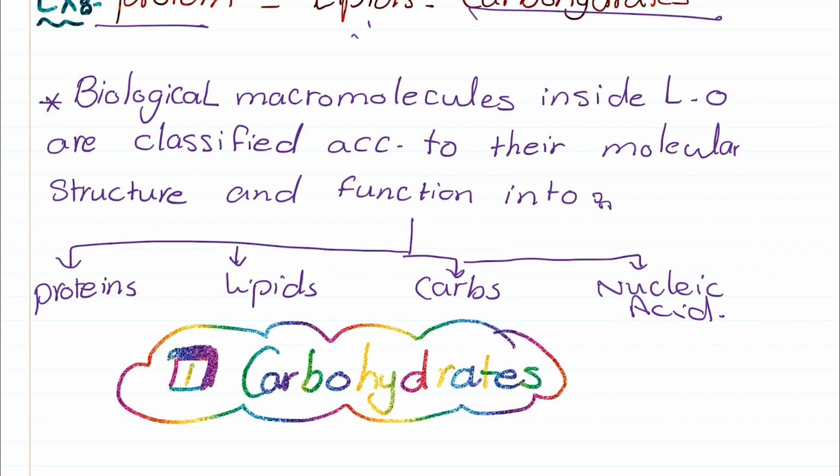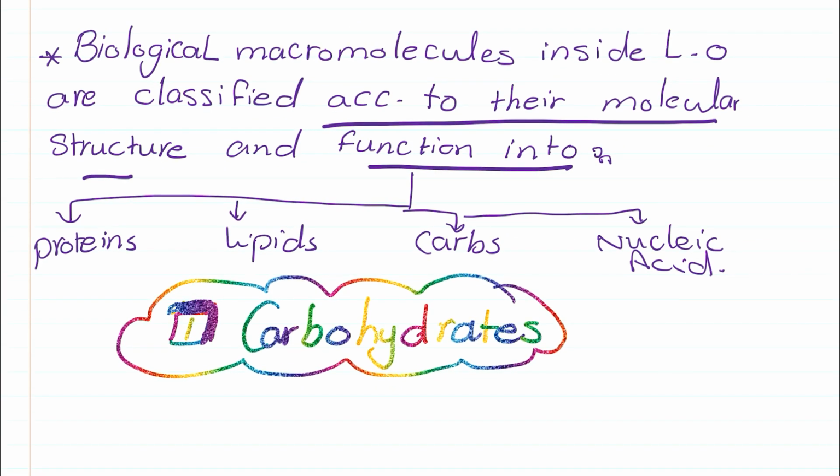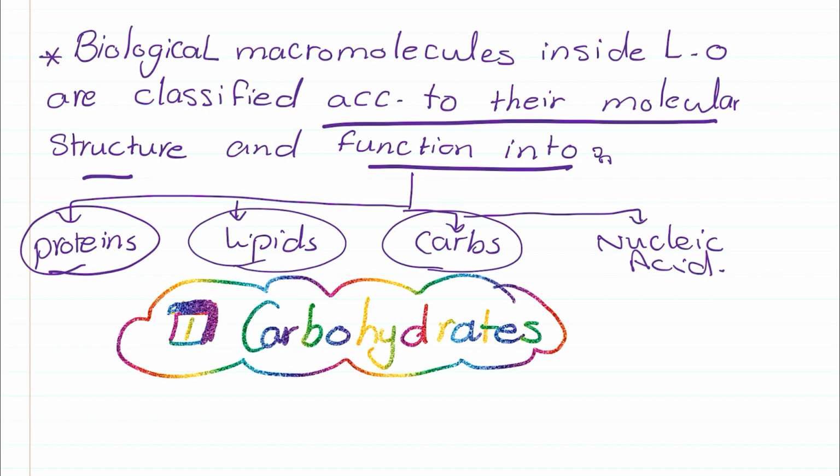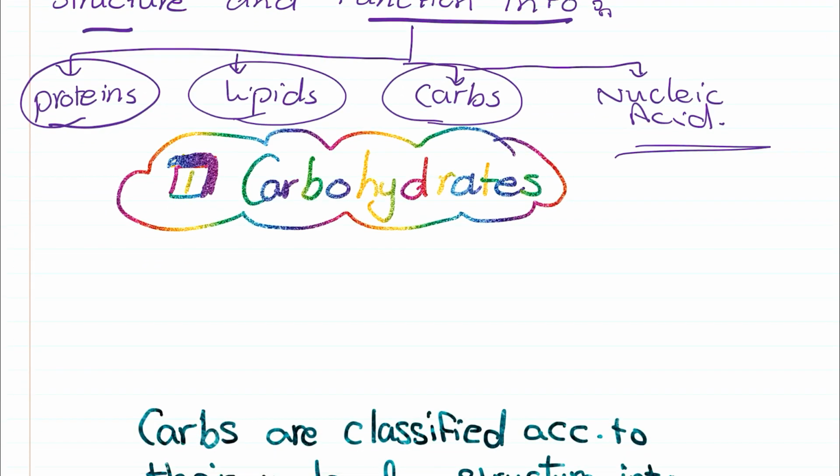Biological molecules inside living organisms are classified according to their structure and function into four. These are the main part of our lesson. What are the biological macromolecules in our body? We have protein, lipid, and carbohydrates, and finally nucleic acid. We'll start firstly with the carbohydrates.